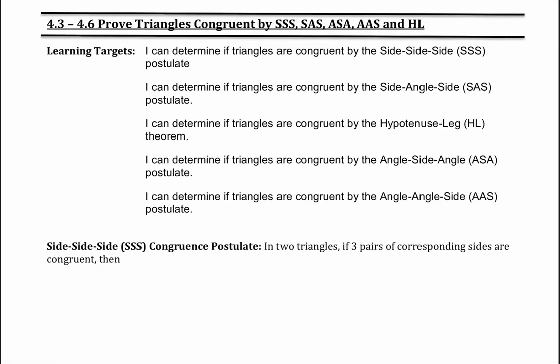Okay, we are now combining sections 4.3 through 4.6, discussing triangle congruence using shortcuts, which are side, side, side; side, angle, side; angle, side, angle; angle, angle, side; and HL, which is hypotenuse leg. So, the learning targets, as can be seen here: I can determine if two triangles are congruent by side, side, side, side, angle, side, hypotenuse leg, angle, side, angle, and angle, angle, side. So again, we have some shortcuts here to be able to say whether two triangles are congruent.